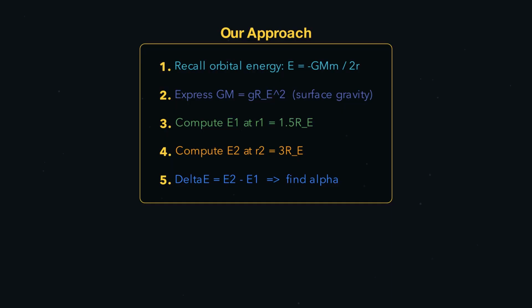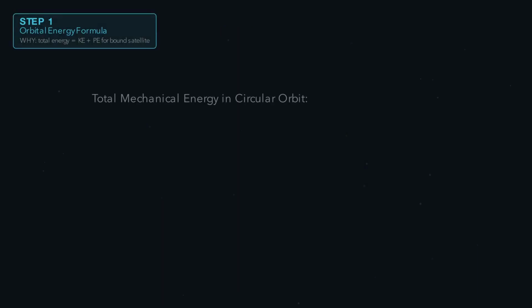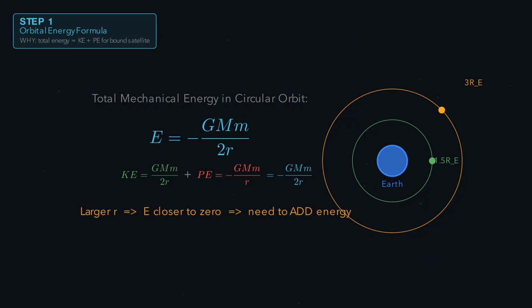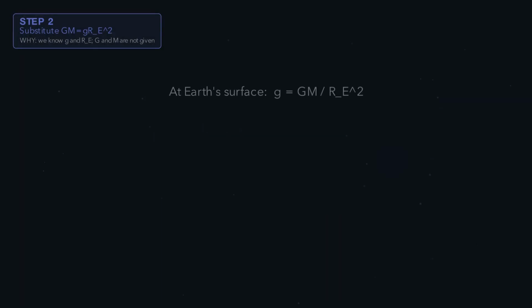We plug in numbers for both orbits. Take the difference, and that gives us alpha. The total energy formula is the key tool here. In a circular orbit, the kinetic energy is positive GMm over 2r, and the gravitational potential energy is negative GMm over r. They combine to give negative GMm over 2r.